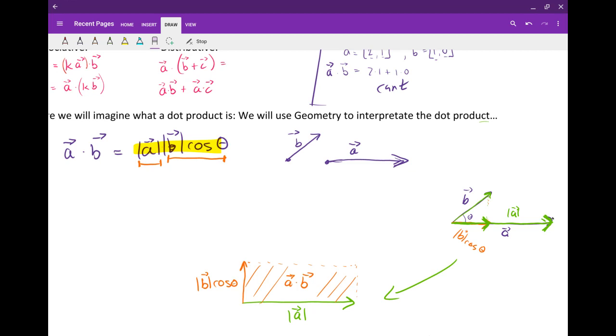So now if I take A magnitude and draw it here, and I take B cosine theta and put it right there, and I imagine a rectangle, the interior area of this rectangle is going to be A dot B. That's just a geometric interpretation of what the dot product is.